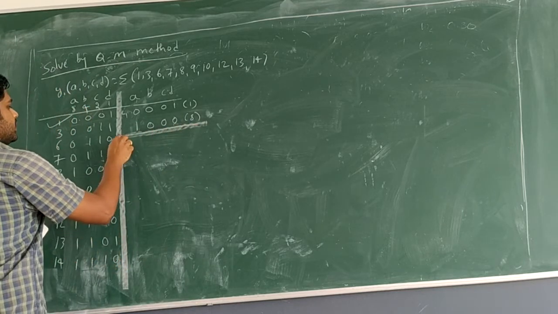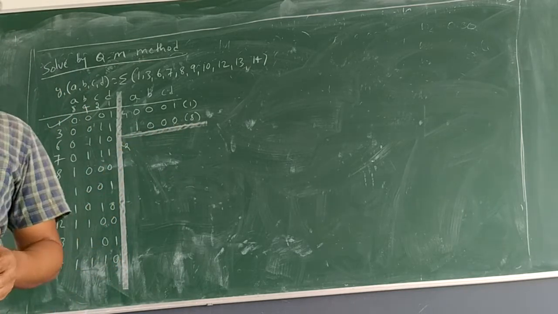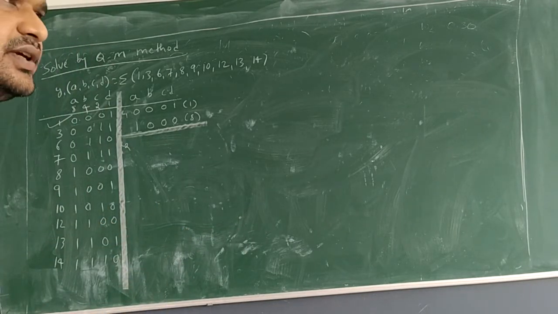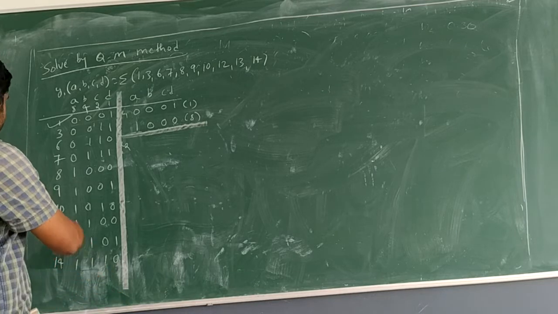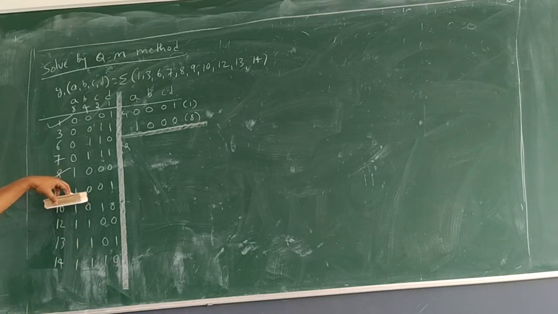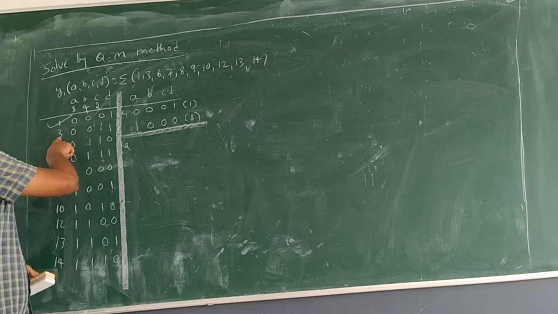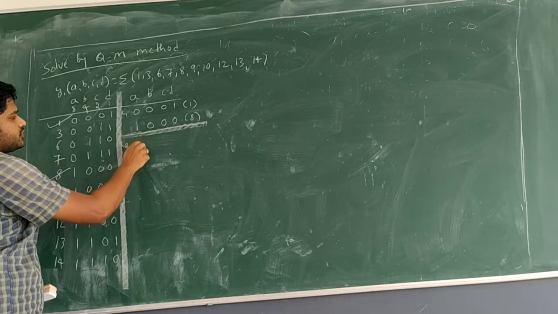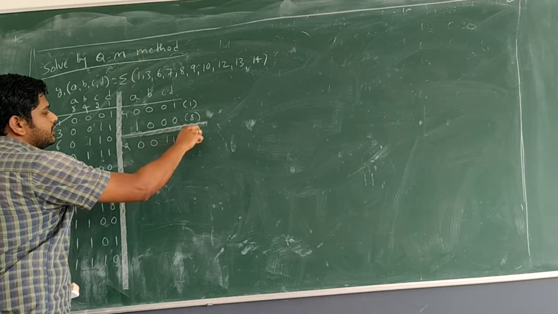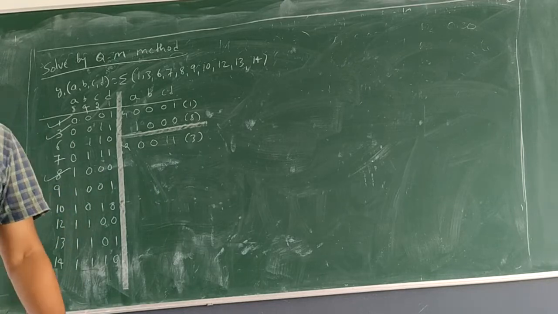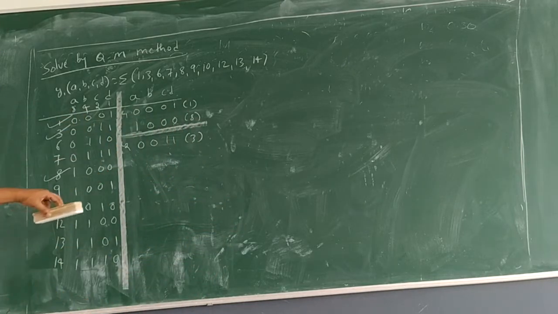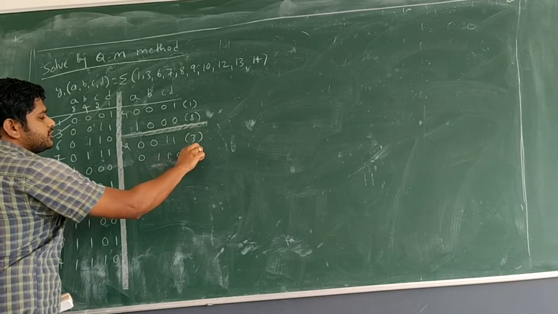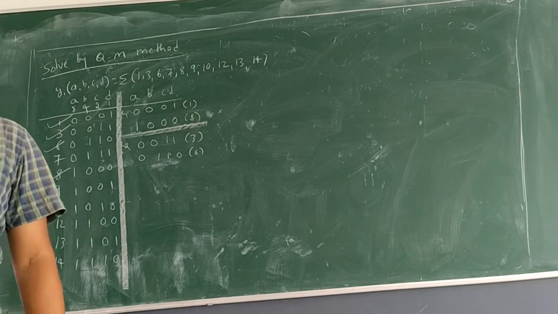Next, L2. What is the definition of L2? Two 1s in the representation. Don't forget to put a pass mark for 8. Now the first smallest number is 3, which has two 1s. So I will write 3 and put a pass mark for 3 in the previous step. How about the next number, 6? That is 0110. Put a pass mark for 6.